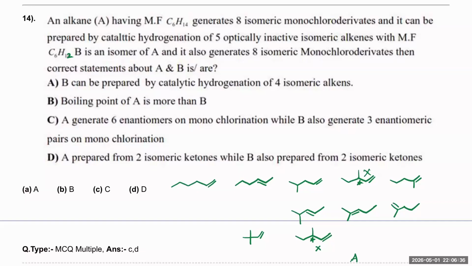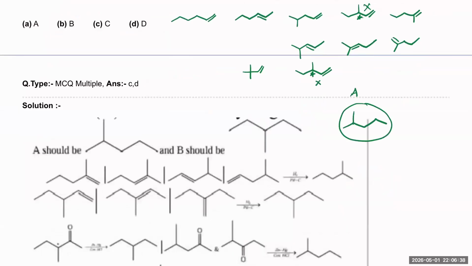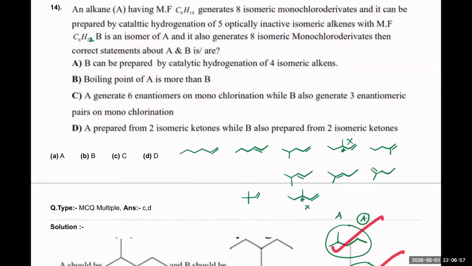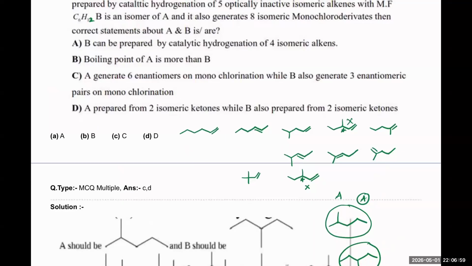So for this, if this is A, then what should have been B? Definitely B should have been like this, which was optically active, coming from an optically active isomer of A. Now this will also give you 8. So this will give 8, this will give 8. Okay, so that's what the question is asking. Now notice this: which of these are the correct options?